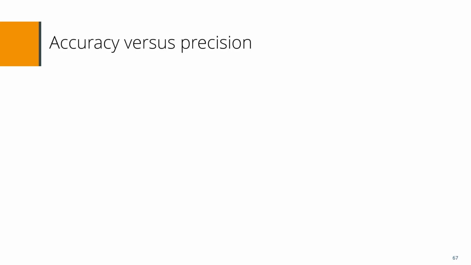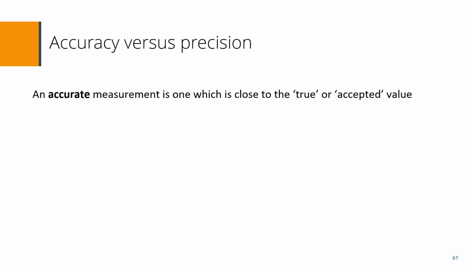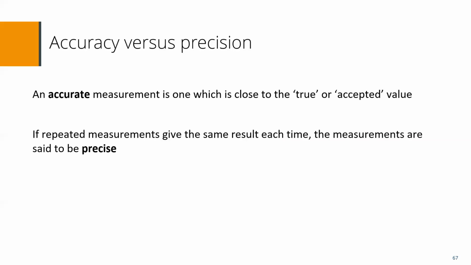First of all, accuracy versus precision. An accurate measurement is one which is close to the true or accepted value, whereas precision is when repeated measurements give the same result each time; the measurements are said to be precise. So that's the difference between accuracy and precision of measurements. The true or accepted value comes from the work of many scientists who have measured that value, agreed with it, and published the value.